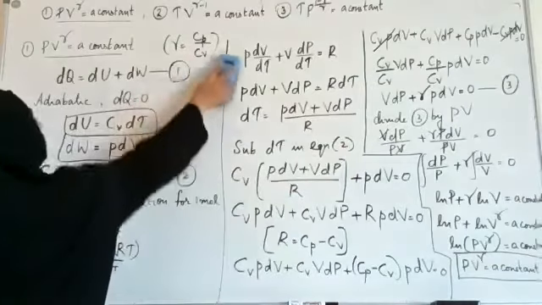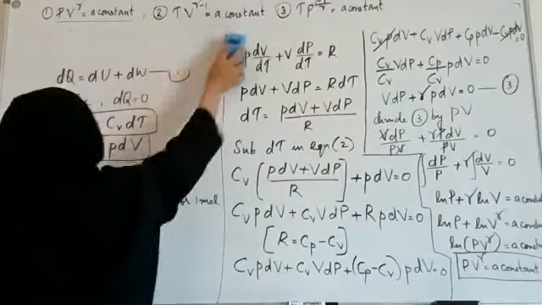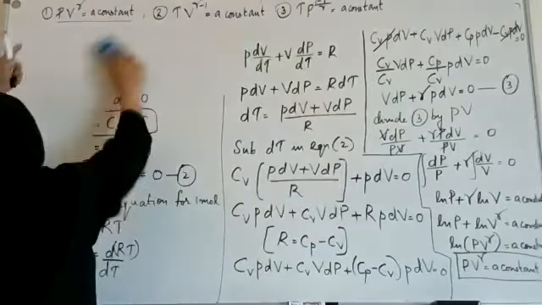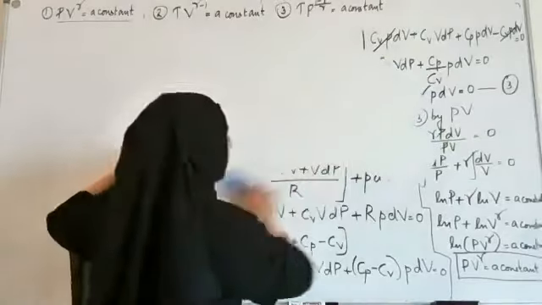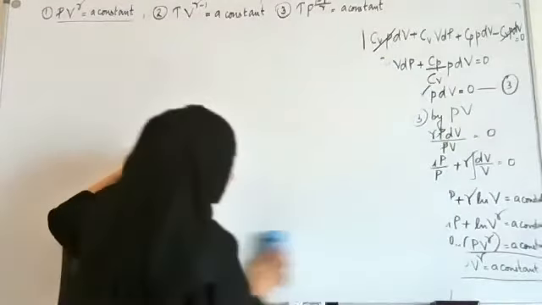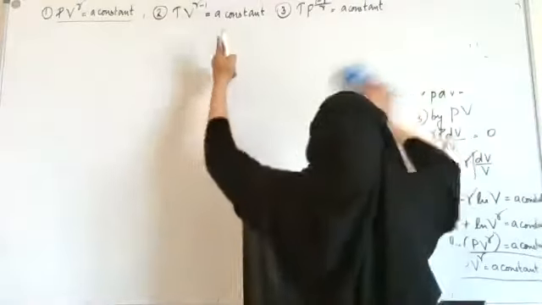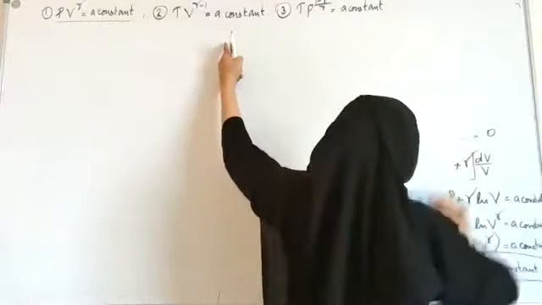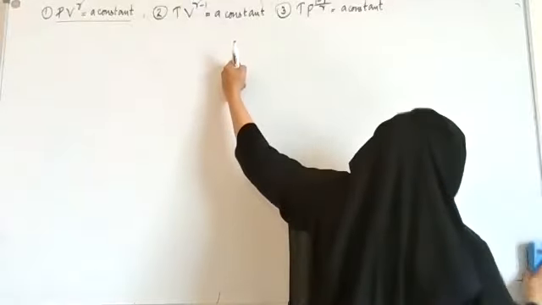So let's do that. For both of those expressions, I will start with PV raised to gamma is a constant, and then I will use the ideal gas equation. That's the only thing we are going to do to derive or prove these two expressions. Let's see how it is done.